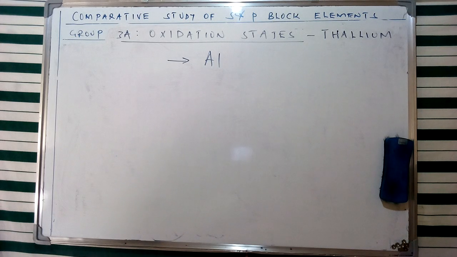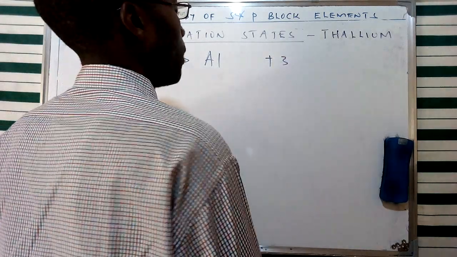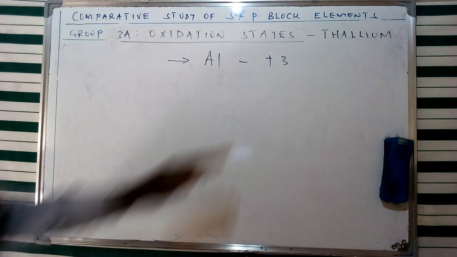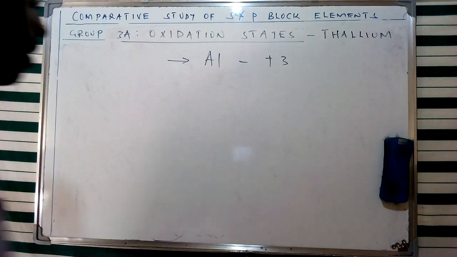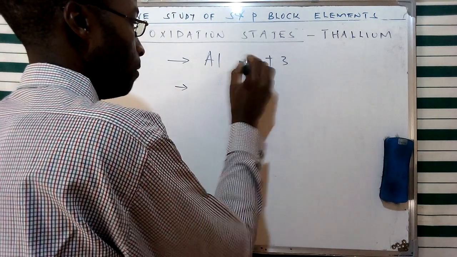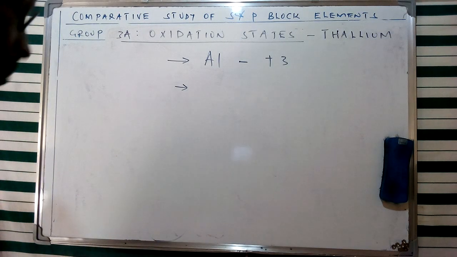Now, in this particular case, we are going to see that most of the group 3 elements are going to be displaying the oxidation state of positive 3. Among others, of course, we are going to see that some elements as well are going to be having the oxidation state of positive 1, as we're going to see in some of their compounds.